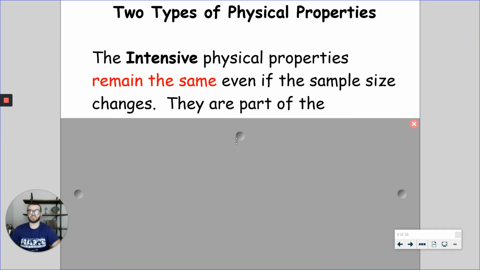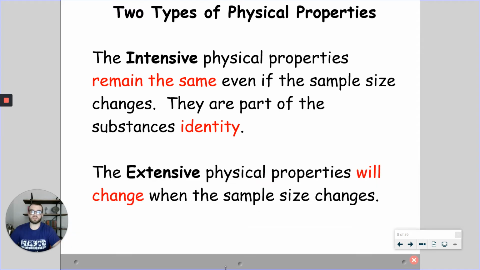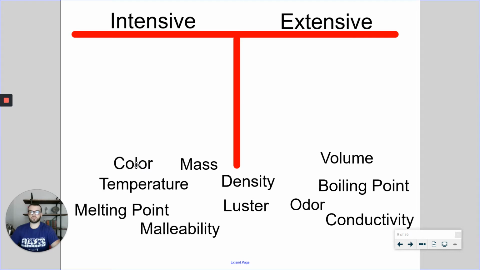Two types of physical properties. We have intensive, which are physical properties that remain the same, even if the sample size changes. They are part of the substance's identity. And then we also have extensive physical properties, which will change with the sample size. So, doesn't matter how much I have of something, it'll always have the same color.